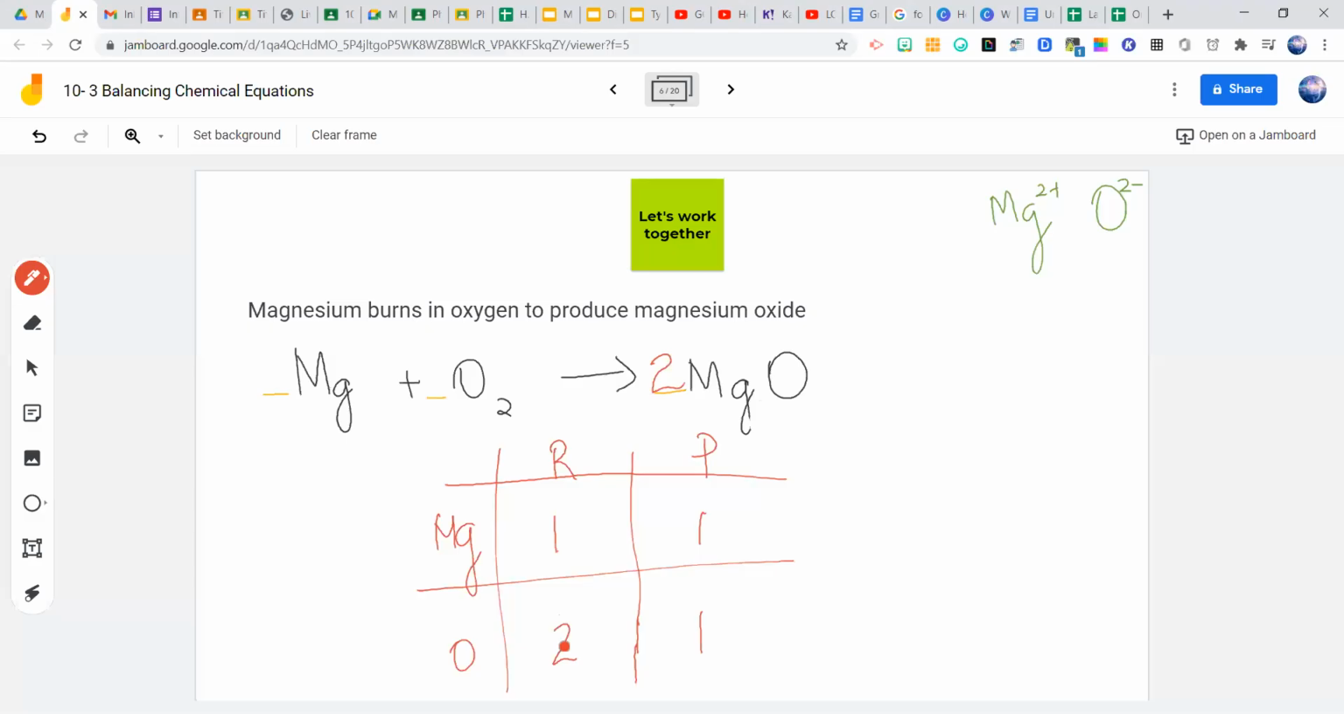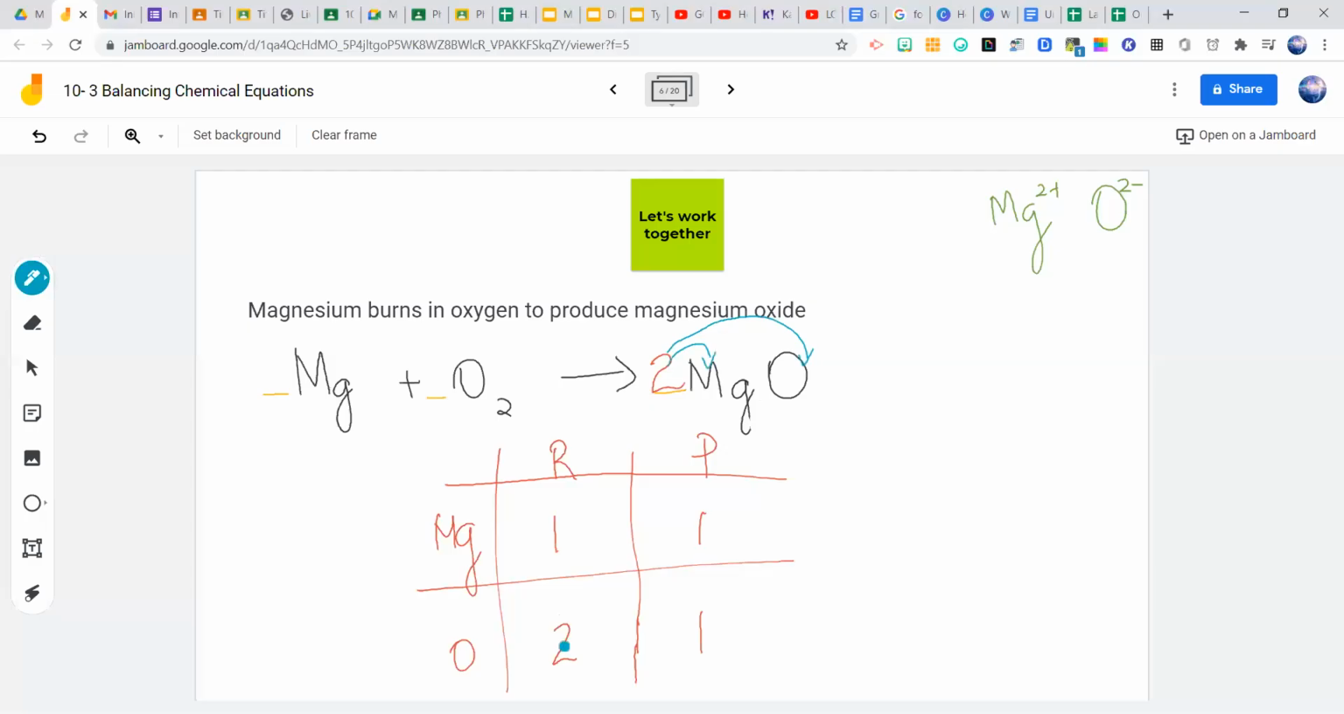So now I have 2 oxygen. This is why I say it's more like a multiple. So see there, I now have 2 oxygens. But what is the problem now? If I write a big 2 in front of MgO, what else is being multiplied by 2? The Mg on the reactant side.